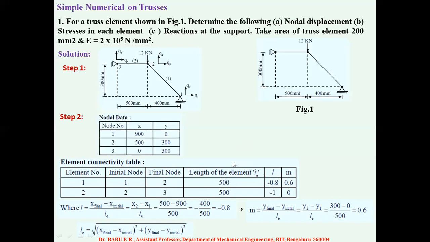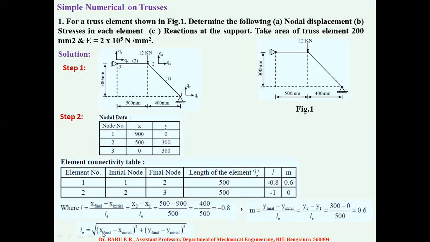Now you have to find out the length of the element. For element 1, in order to find this, I have shown one equation: LE equals square root of x2 minus x1 whole square plus y2 minus y1 whole square. The same equation is reformulated like this: length of the element equals square root of x of final minus x of initial whole square plus y of final minus y of initial whole square.